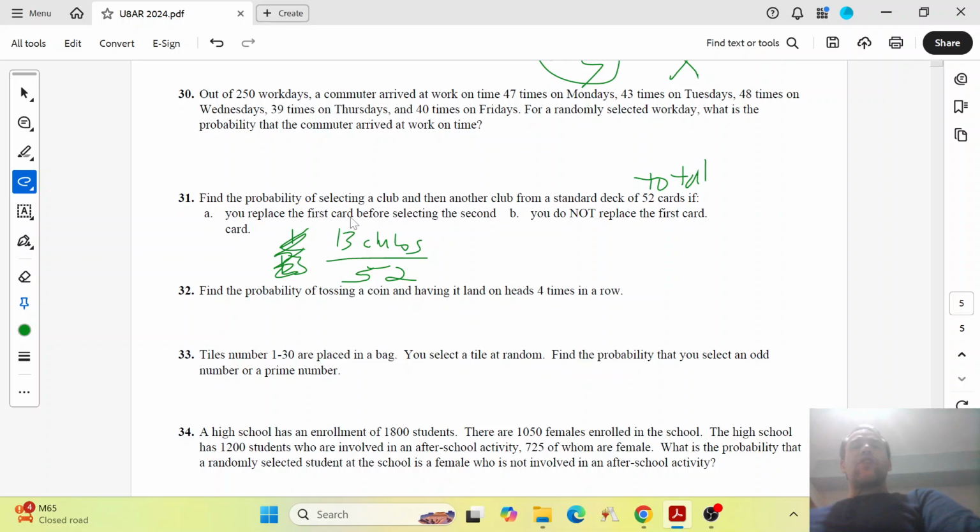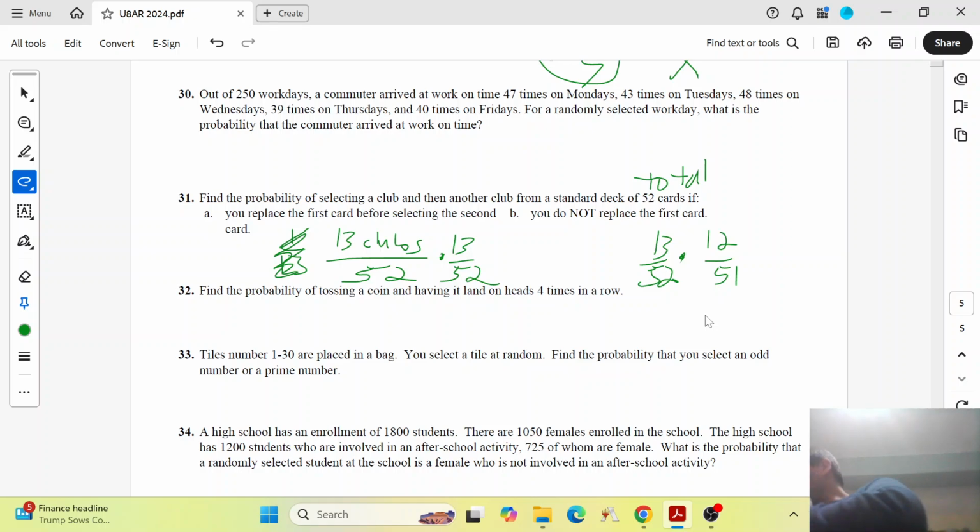You replace the first card before selecting the second. That means you put it back in, and so we don't go down to 12. We actually stick at 13. So the second card will also have a 13 out of 52 chance of being chosen. If you do not replace the card, then it goes down. It goes 13 out of 52, and drawing the second card means multiply, and then 12 out of 51. So that's basically the difference between those two.